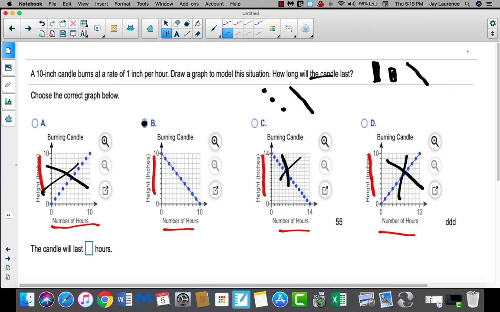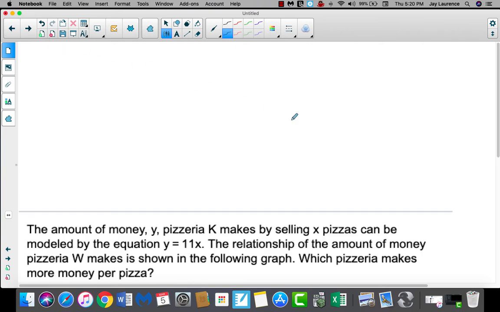C does not make sense because the candle will change heights at 1 hour 15 minutes, 1 hour 16 minutes, 1 hour 17 minutes, 1 hour 17 and a half minutes. All right, moving right along.